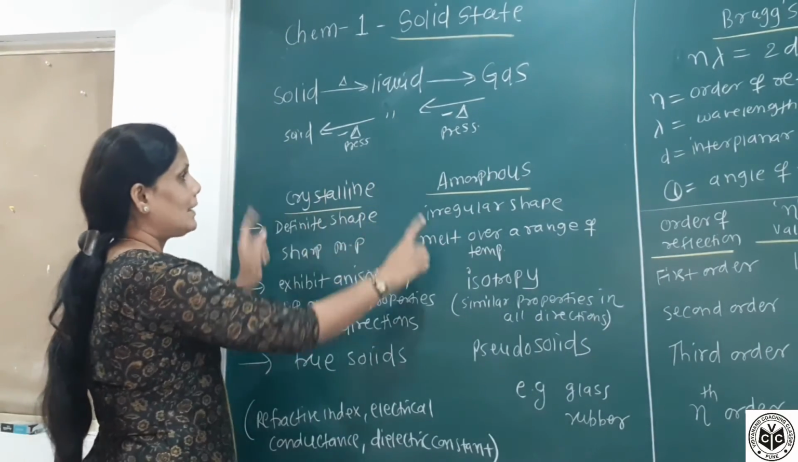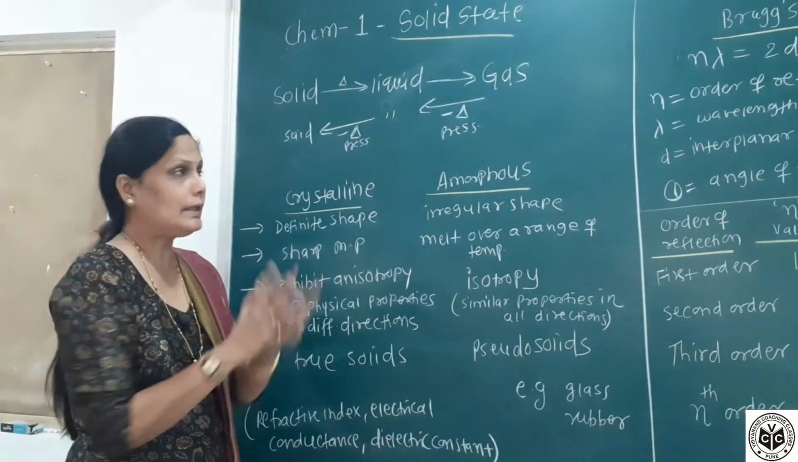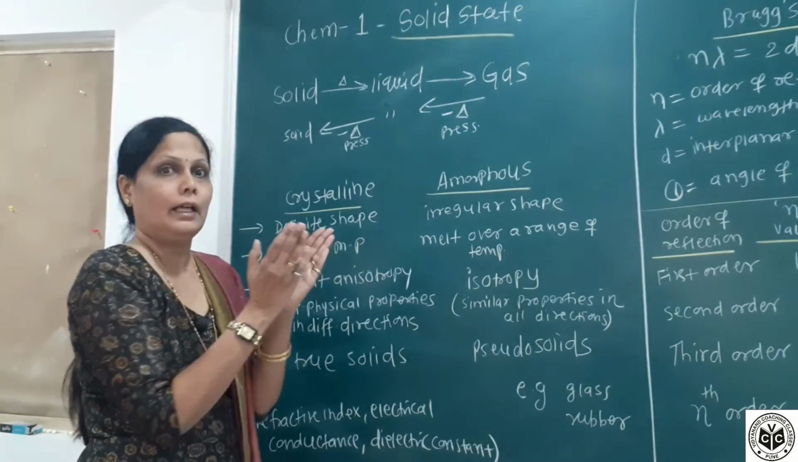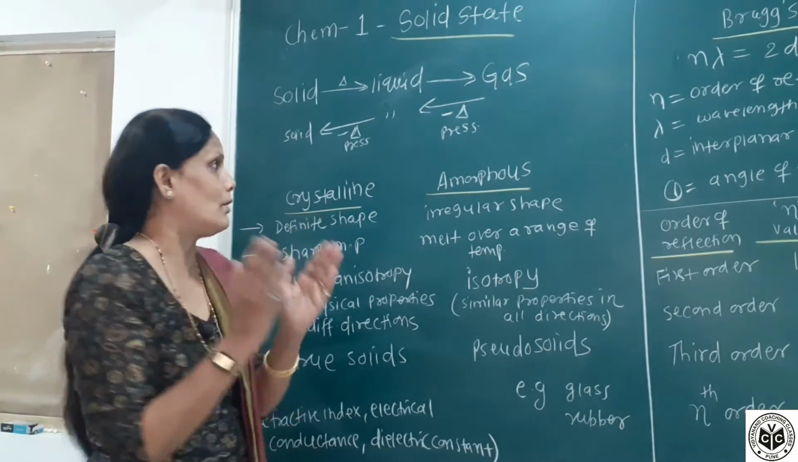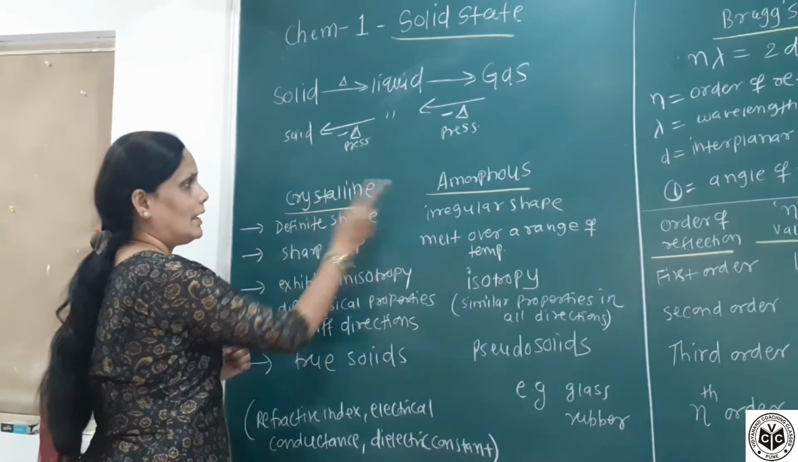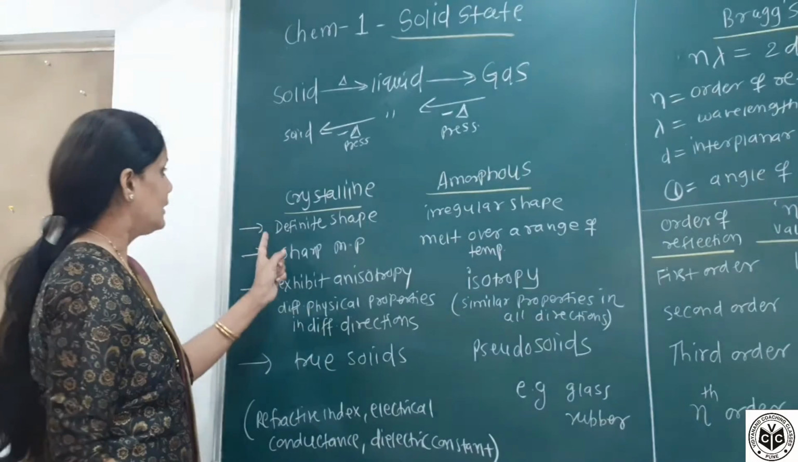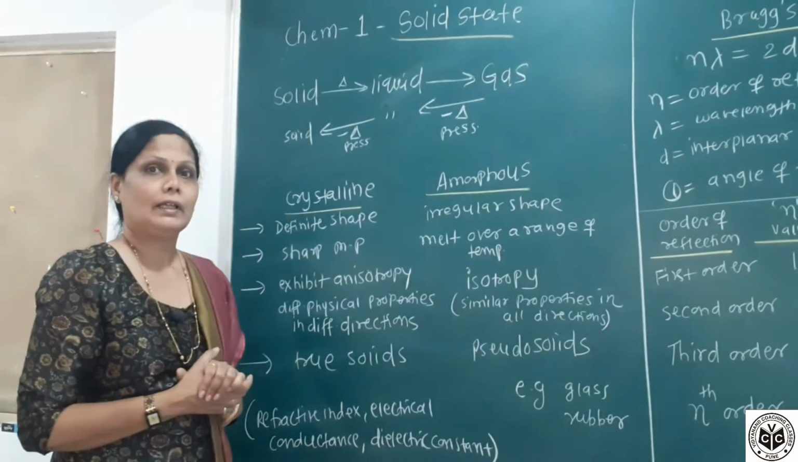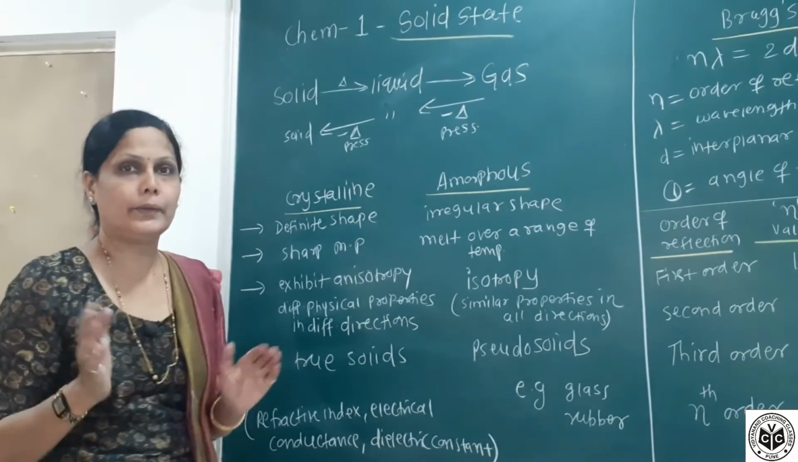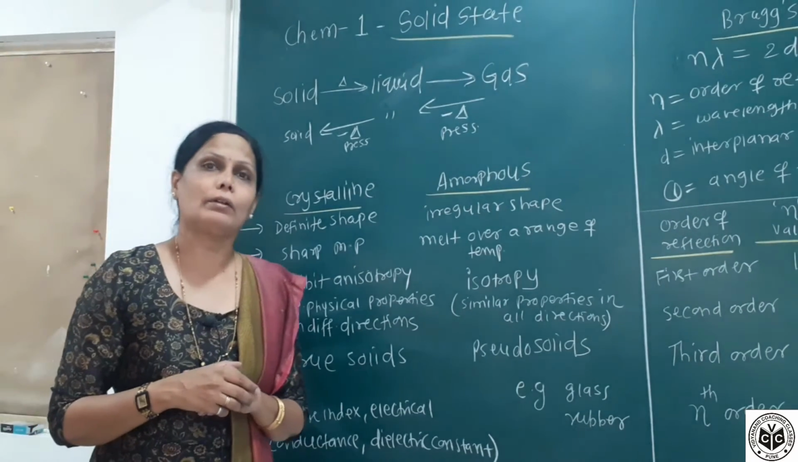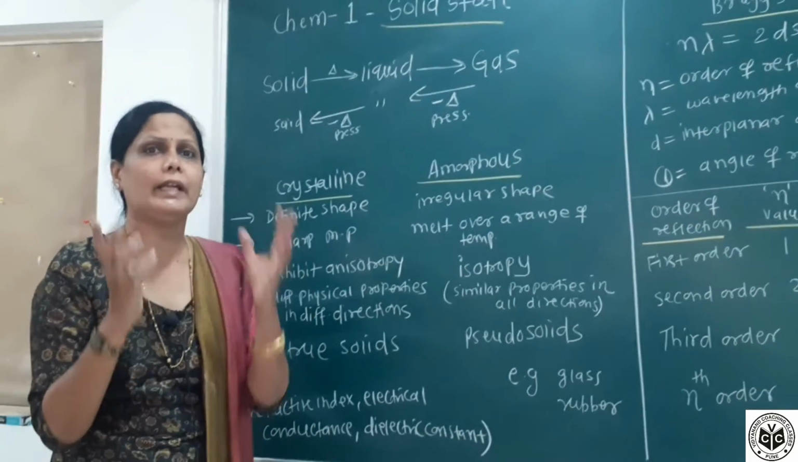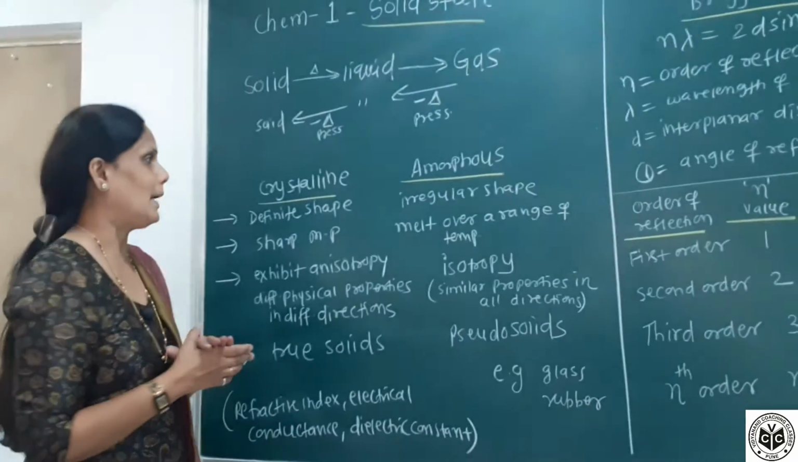Basically there are two types of solid. So in this chapter we will study the properties of solids, and specifically of crystalline solids. Solids are classified into two types: crystalline and amorphous. Crystalline solids possess a definite shape. Amorphous solids have an irregular shape. Definite shape means all constituent particles, atoms, ions or molecules, are arranged in a definite regular pattern.